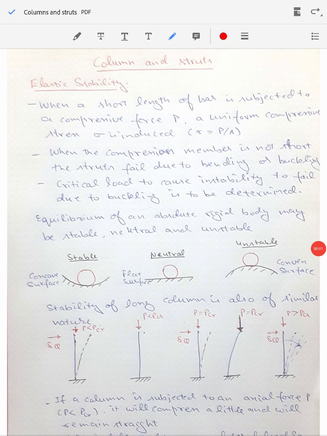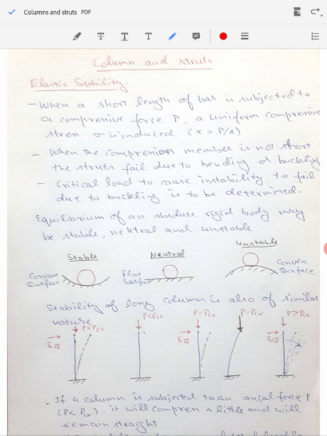Hello students, we are going to start the chapter on columns and struts. Columns are long slender members and they are designed to carry the axial load. Before we go on and develop the relationship for the buckling of columns, let's first understand the concept of elastic stability.